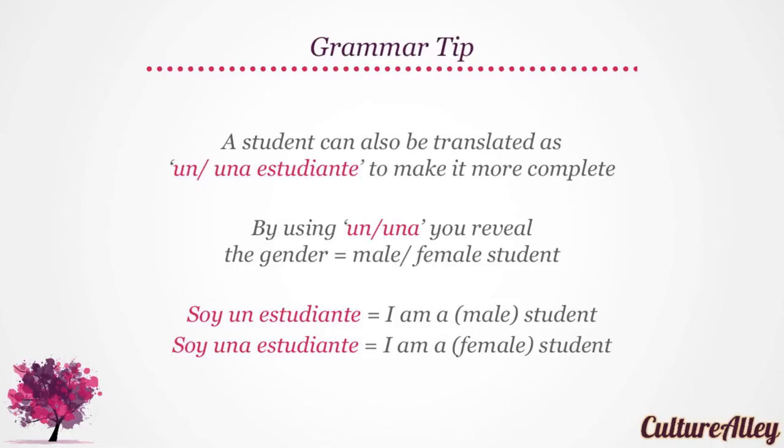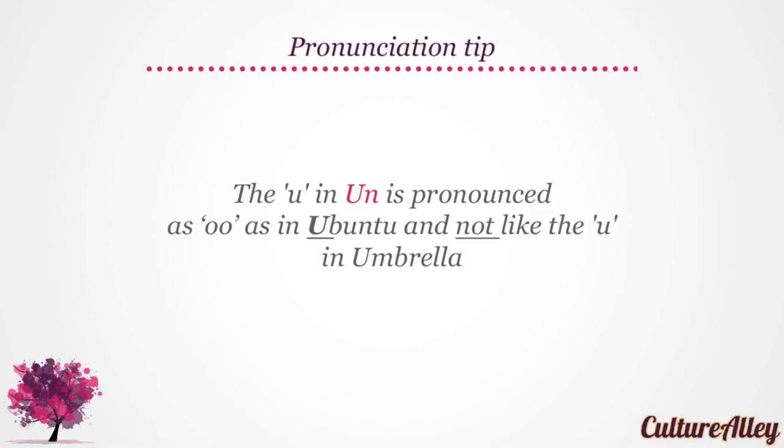A student can also be translated to un or una estudiante to make it more complete. By using un or una, you reveal the gender, i.e. male or female student respectively. Hence, soy un estudiante means I am a male student. And soy una estudiante means I am a female student. The U in un is pronounced as double O in Ubuntu and not like the U in umbrella. So try saying un.